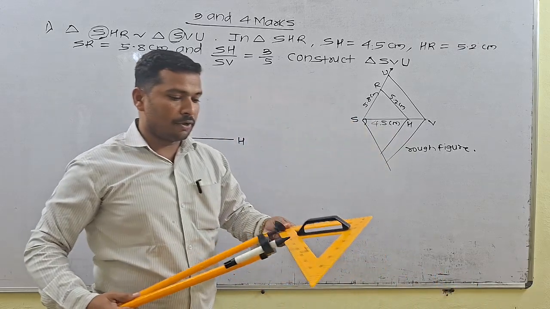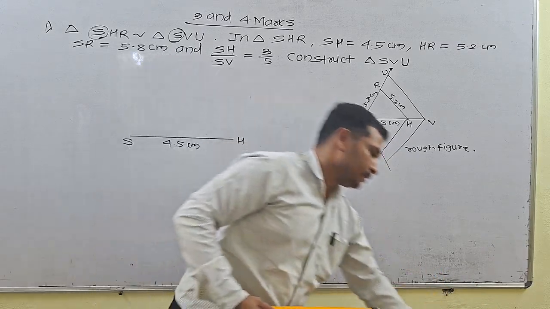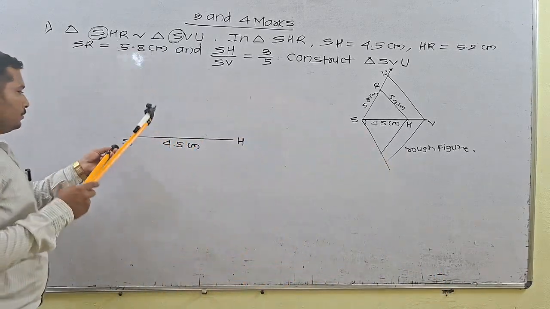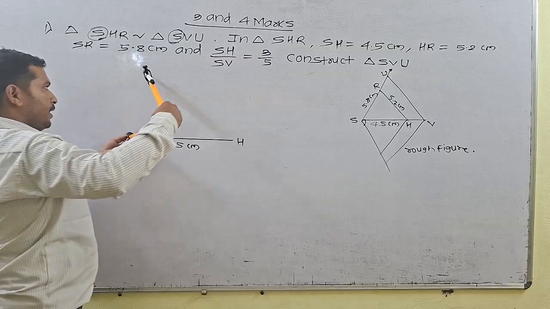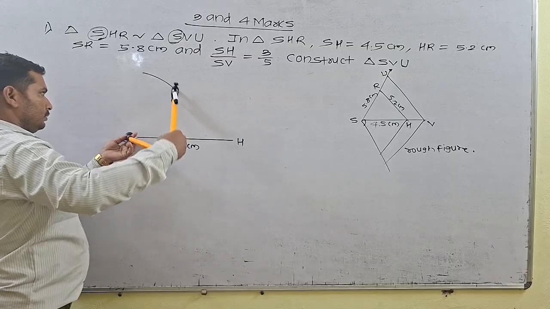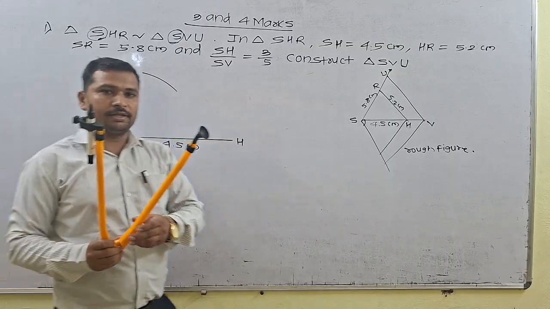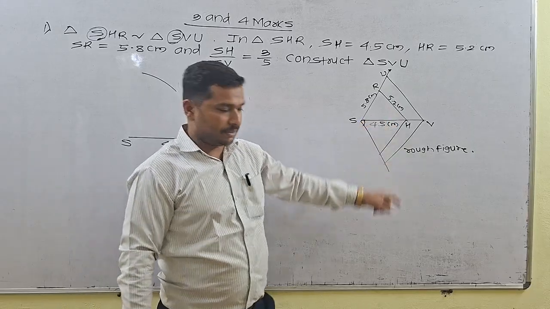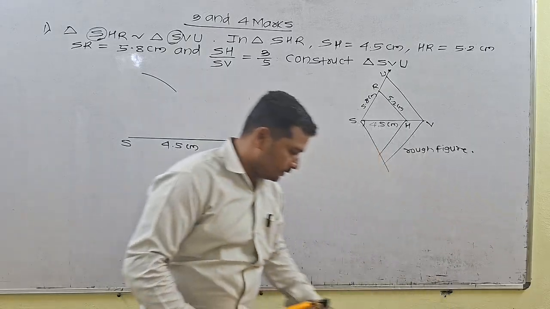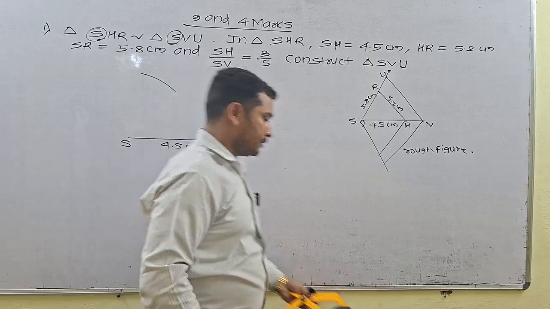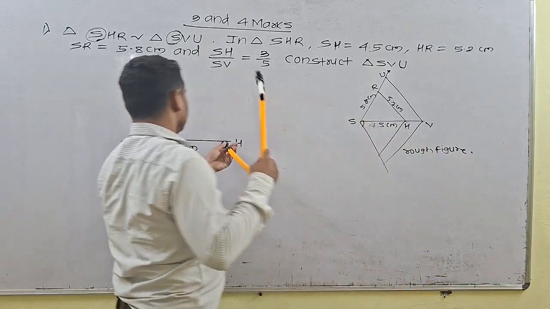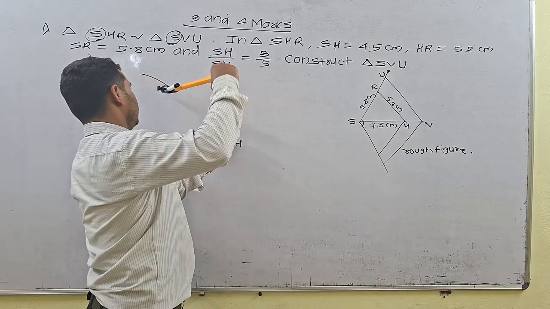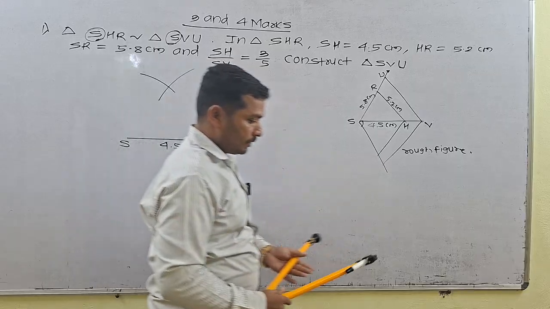Look here also, 5.8 centimeter. Yes, there is 5.8. The distance is 5.8. Again, take distance 5.2 centimeter. It's very easy. There is 5.2 centimeter. Write it down there again: 5.2 centimeter.